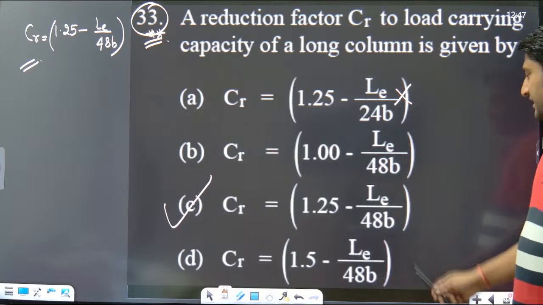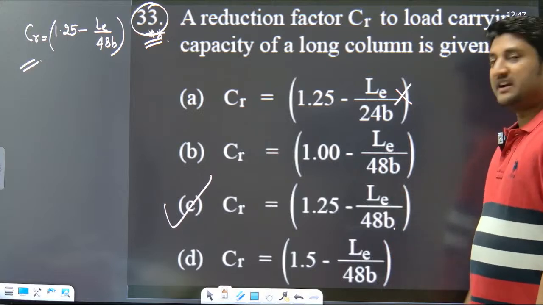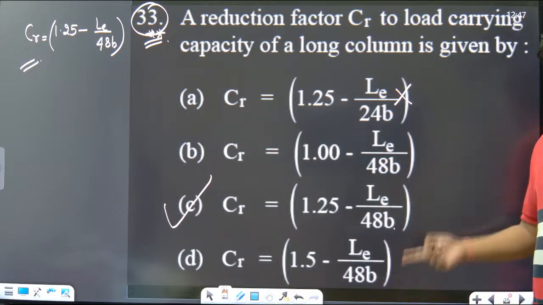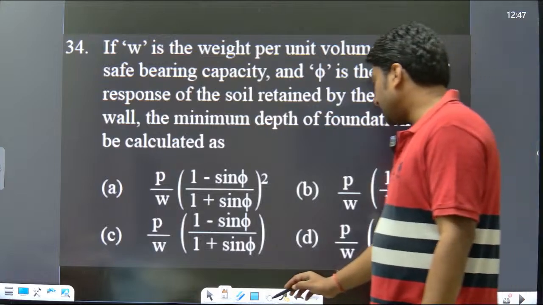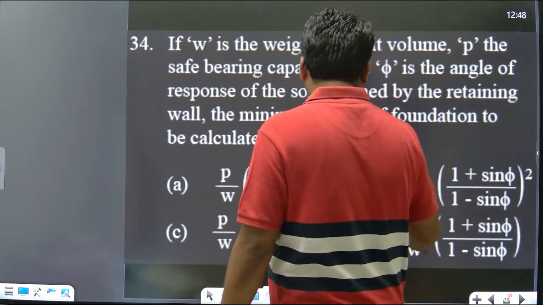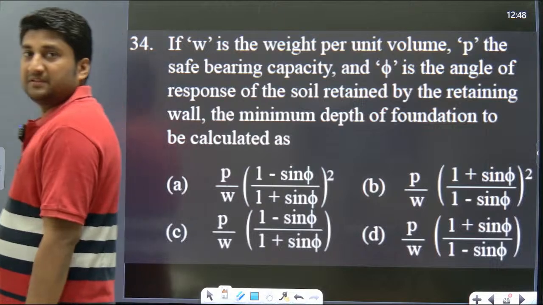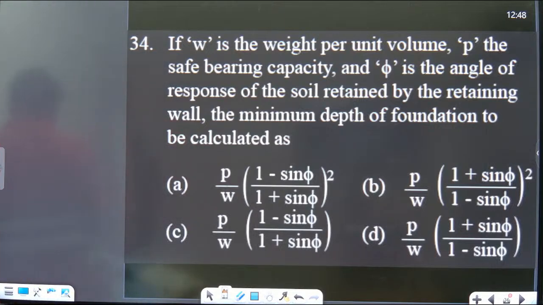Okay, this is the least lateral dimension. This B is nothing but the least lateral dimension. Answer me. This formula we have applied in today's class only. What will be the correct answer?